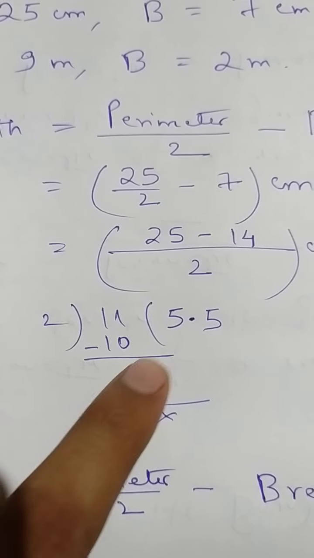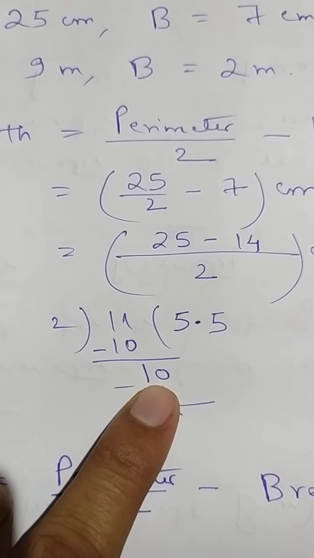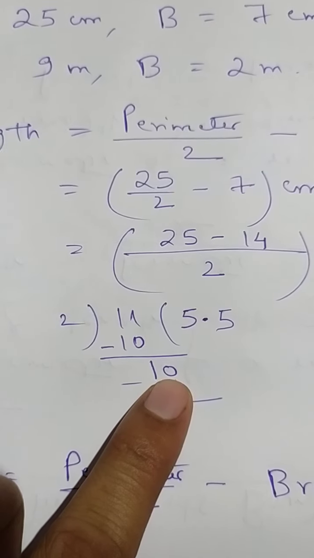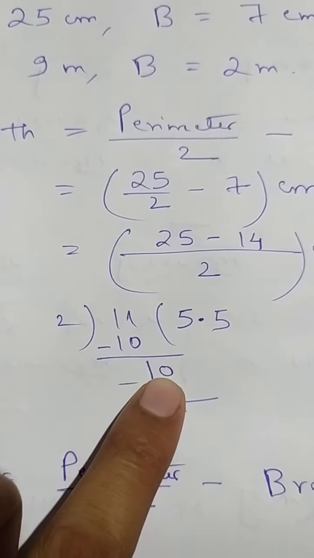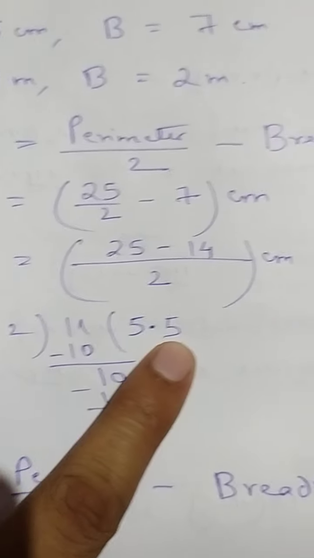Now after 1, you have to give a point and you have to put 1 0. As I have told you earlier, after a point we can give only 1 0. Now 10, again 5 2s are 10. So it is coming 5.5 cm.